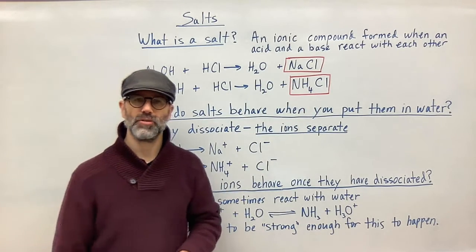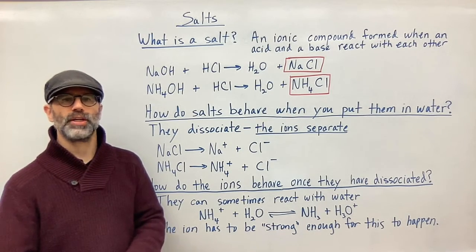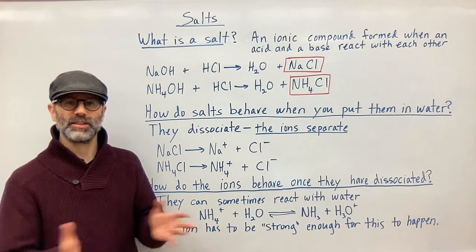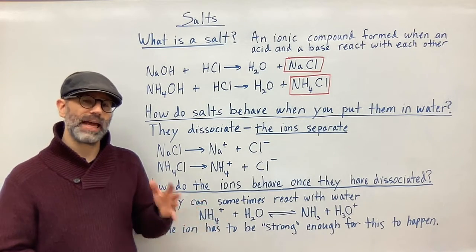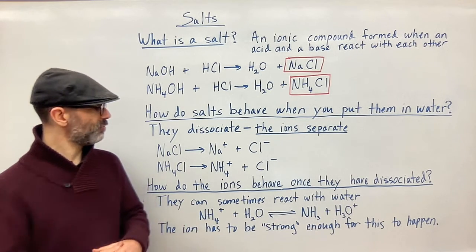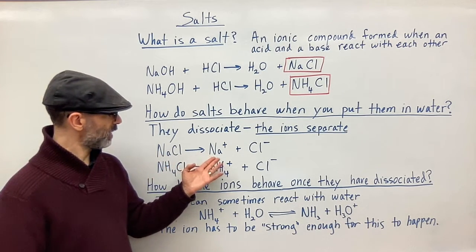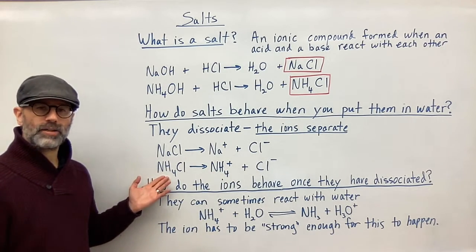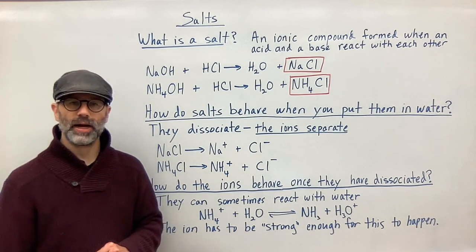They're ionic compounds. So how do salts behave when you put them in water? Well, they're going to dissociate for the most part. So we know that they dissolve, the ions dissociate, and that means that the ions are going to separate. We'll talk later about how much they're going to separate, how much they dissolve, but typically they're going to dissolve. So, for example, our NaCl is going to dissolve into separated sodium ions and chloride ions, and your ammonium chloride is going to separate into ammonium ions and chloride ions.